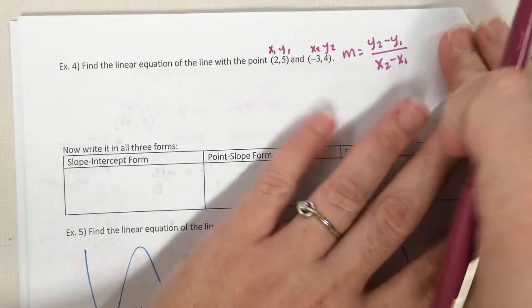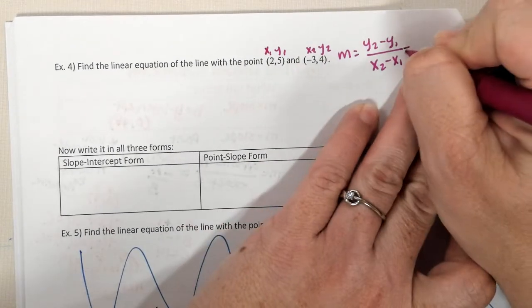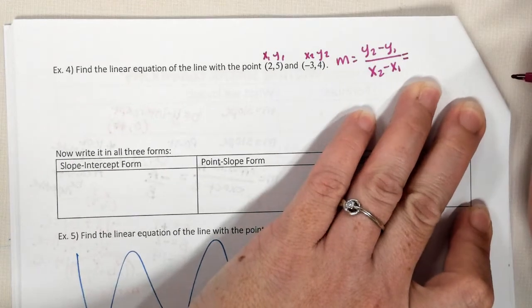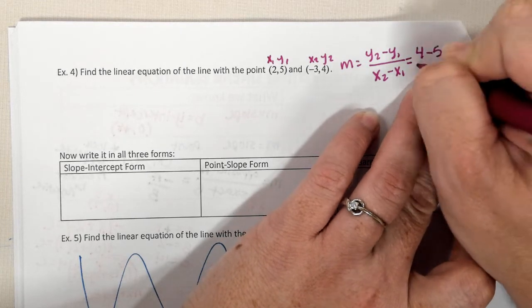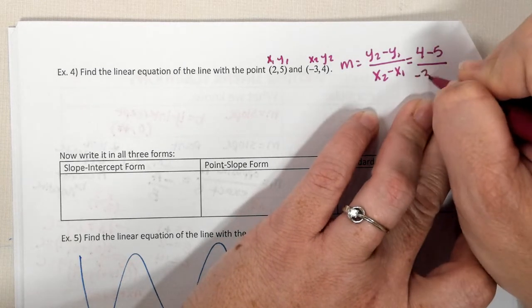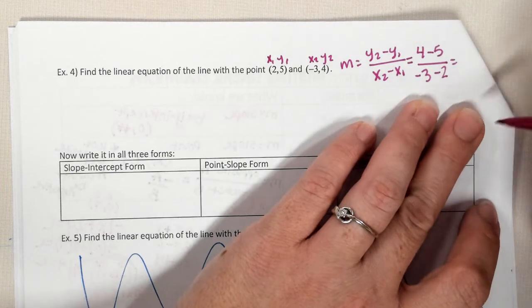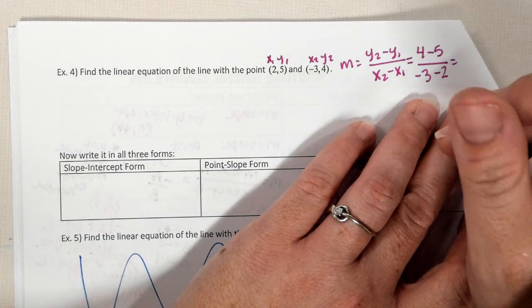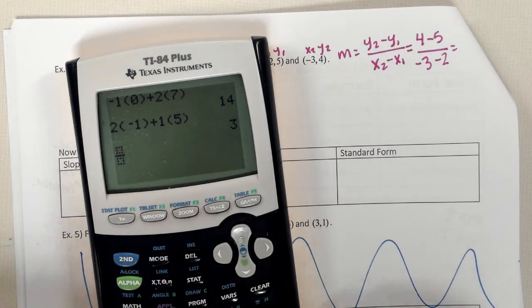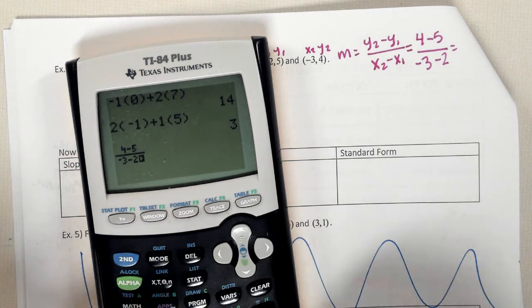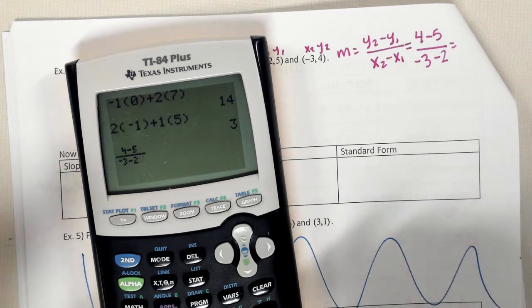Okay, so when you plug it into this, what do you get? What's your y2? 4 minus 5 over negative 3 minus 2, which you can simplify on your own, or type it in your calculator. So here I'm going to do alpha y equals enter 4 minus 5 over -3 minus 2. Because here's something super important, especially for standard form. You have to simplify it if possible. So if you don't simplify it, you could get the wrong answer.